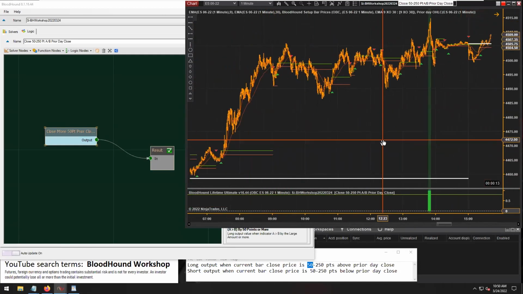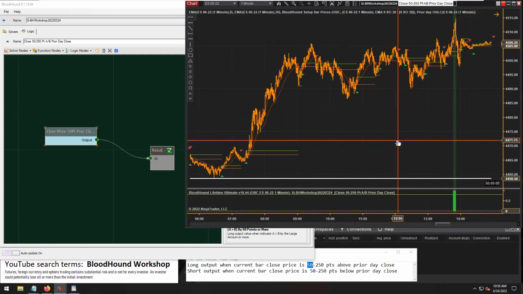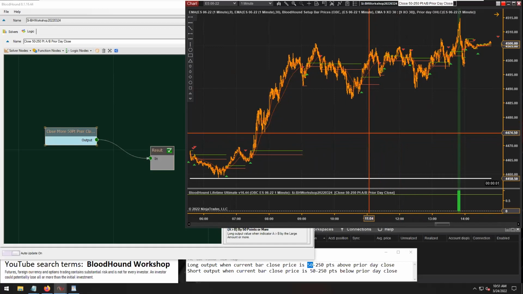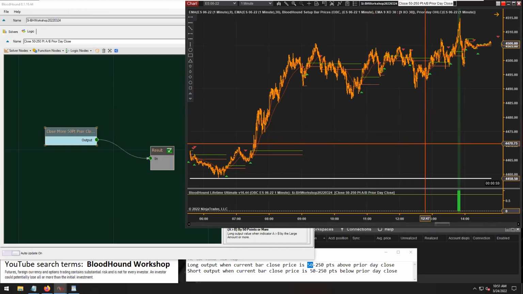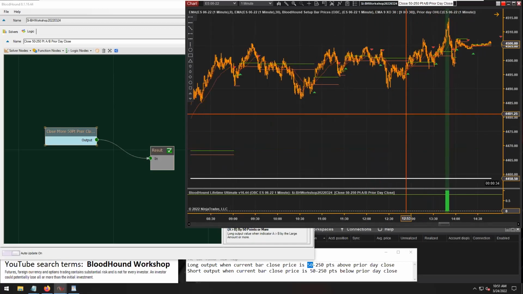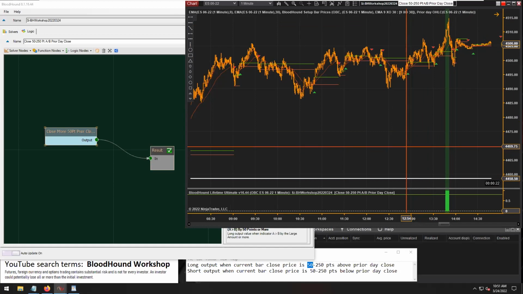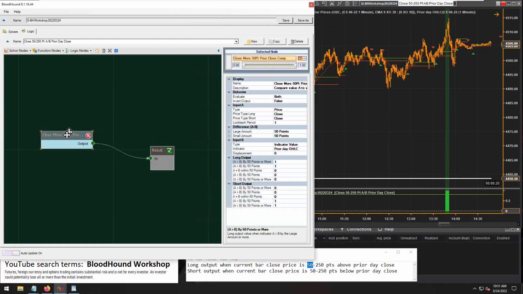Let's see if we have another example. Oh yeah. I think this is going back to Tuesday. Back on Tuesday, just before the market closed, it did break above 50 points away from Monday's close there. All right, so we know that this is working here.